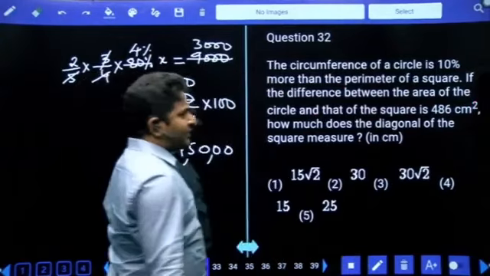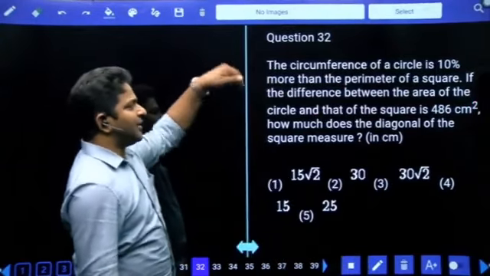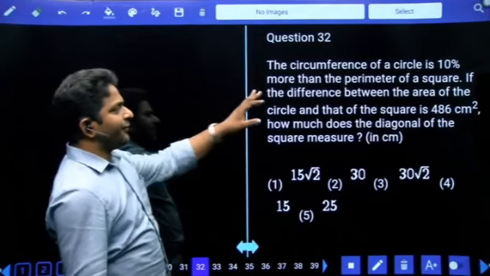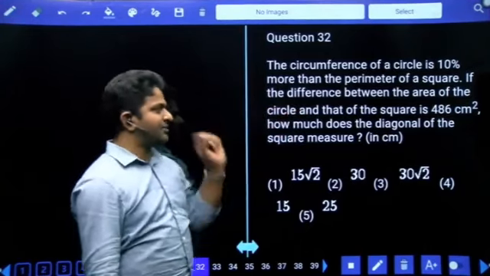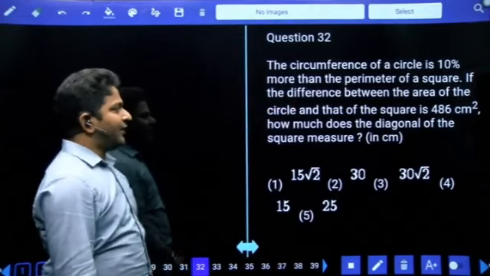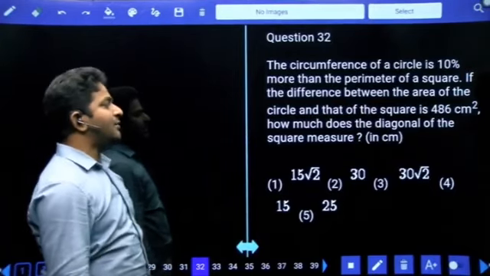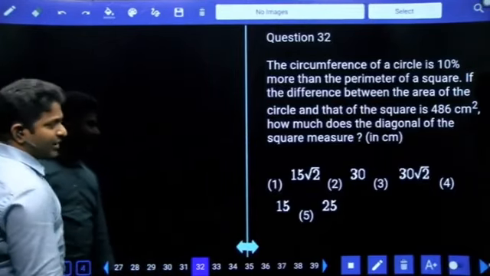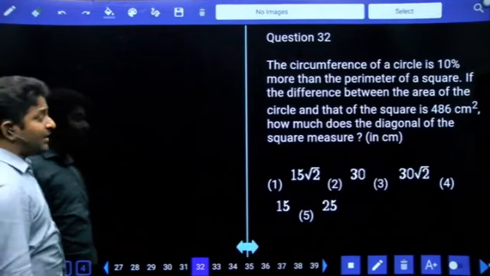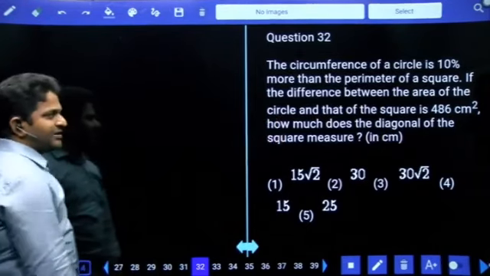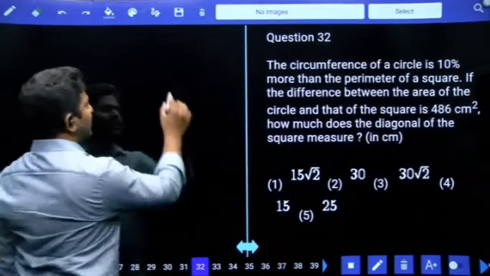The circumference of a circle is 10% more than the perimeter of the square. If the difference between the area of the circle and the area of the square is 486, how much does the diagonal of the square measure? You're asked to calculate how much the diagonal would be. The difference of the area of the circle and the square area is 486.